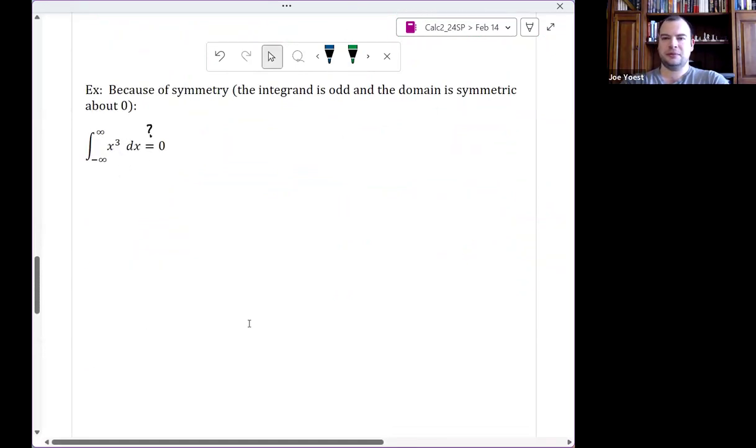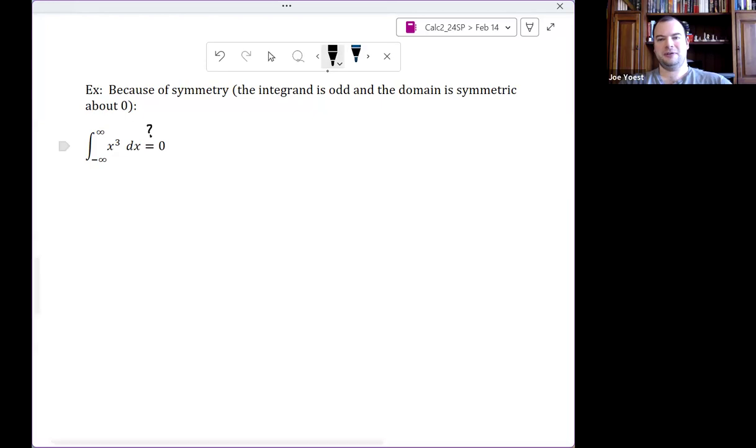Now let's look at this example. This is a statement that I think is a very plausible one to make. So let's consider the integral from minus infinity to infinity of x cubed dx. So here we have on the right side something that goes like this, and on the left side something that goes like this.